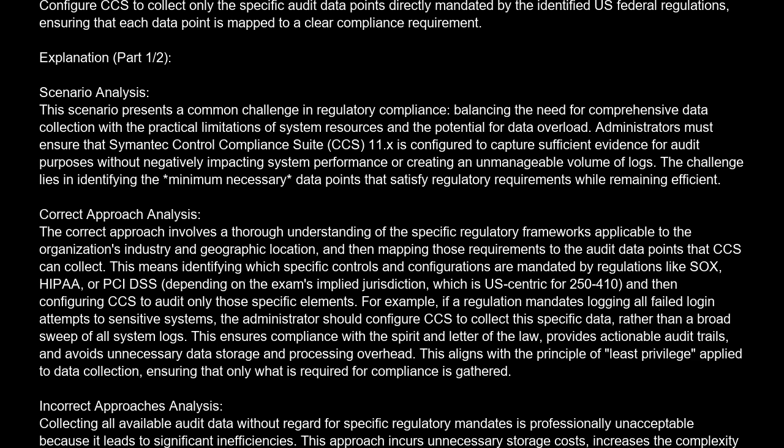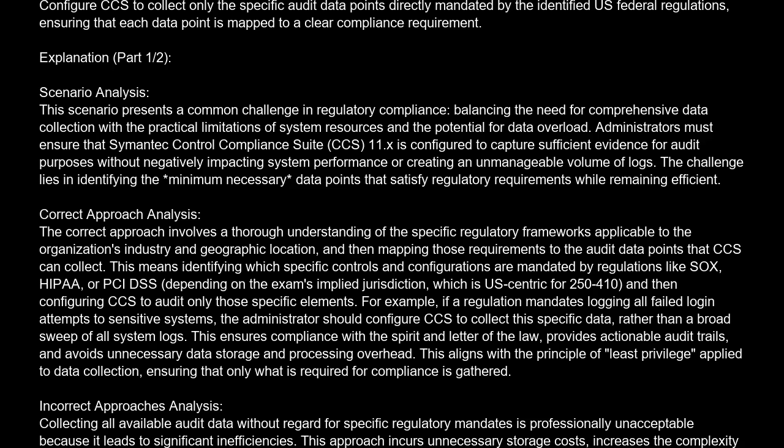Administrators must ensure that Symantec Control Compliance Suite CCS 11.x is configured to capture sufficient evidence for audit purposes without negatively impacting system performance or creating an unmanageable volume of logs. The challenge lies in identifying the minimum necessary data points that satisfy regulatory requirements while remaining efficient. Correct approach analysis. The correct approach involves a thorough understanding of the specific regulatory frameworks applicable to the organization's industry and geographic location, and then mapping those requirements to the audit data points that CCS can collect.